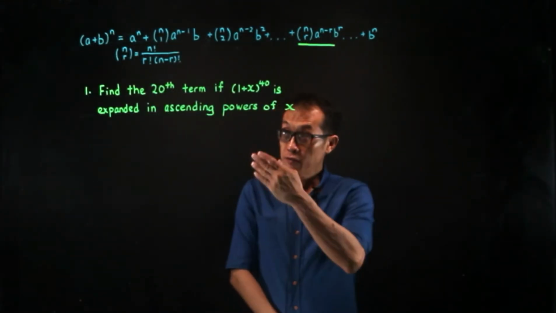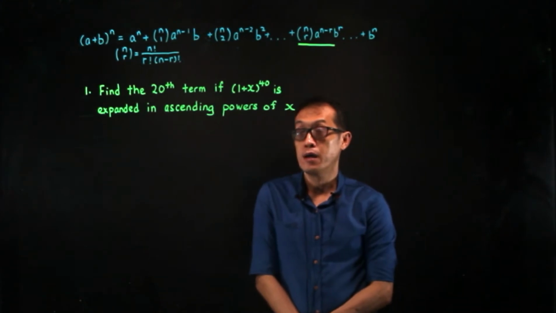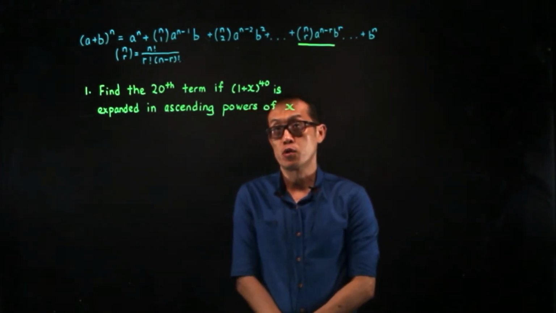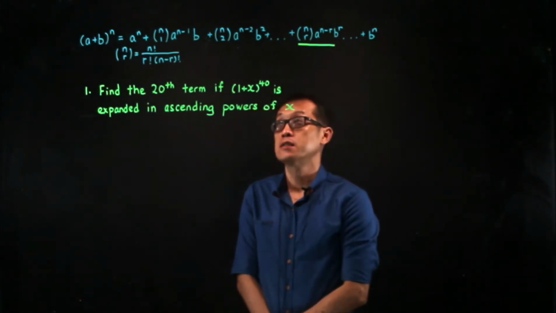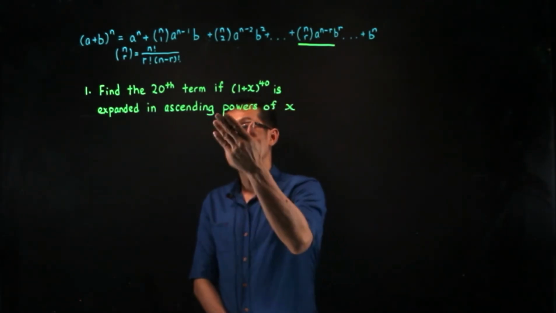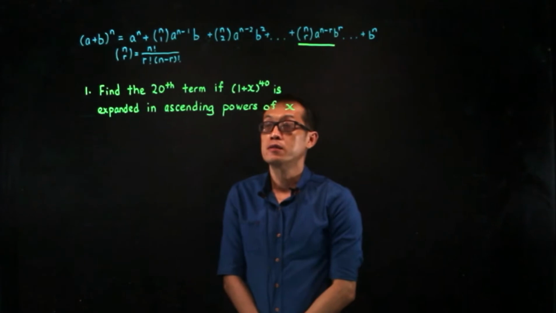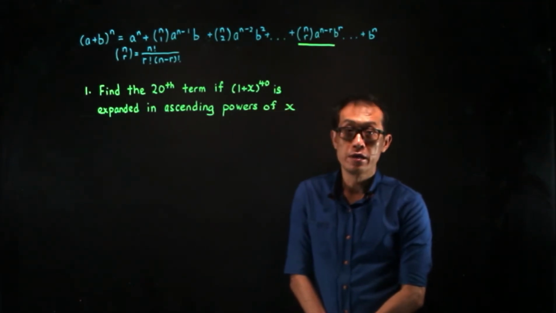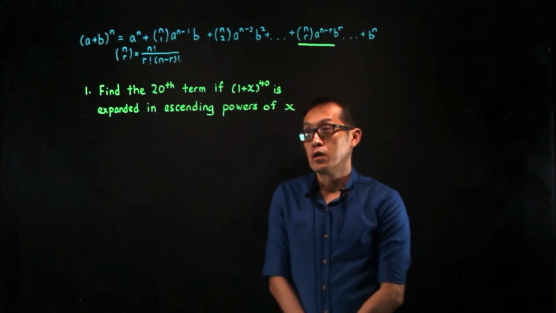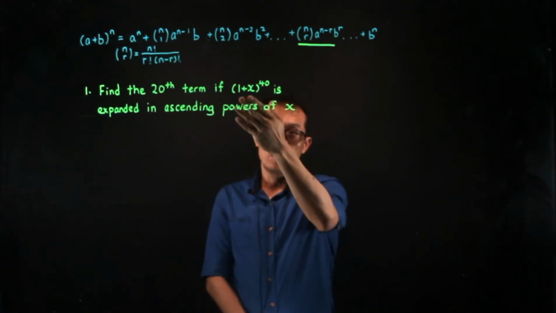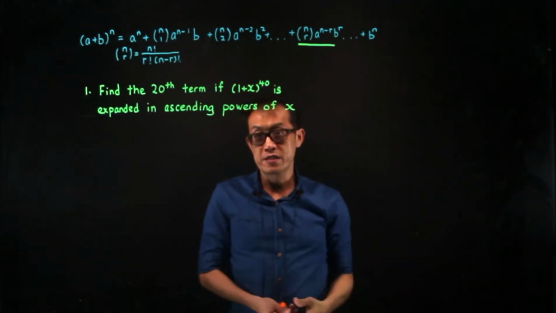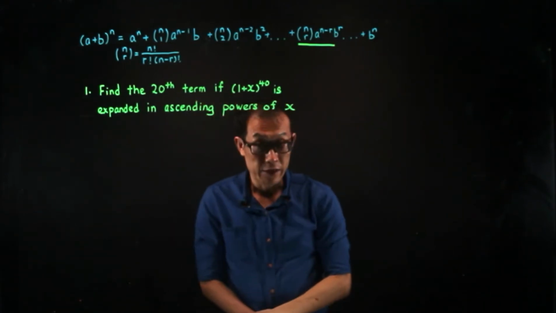Question number 1. Find the 20th term if (1 + x)^40 is expanded in ascending powers of x. Now for this particular question, we can use the general term formula. There's no need for us to expand this up to the 41st term, or at least up to the 20th term.